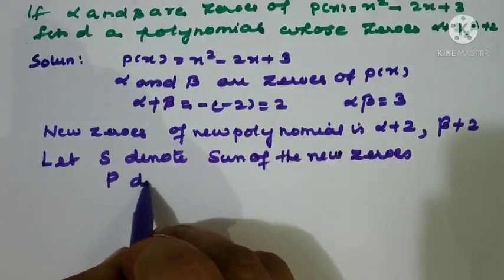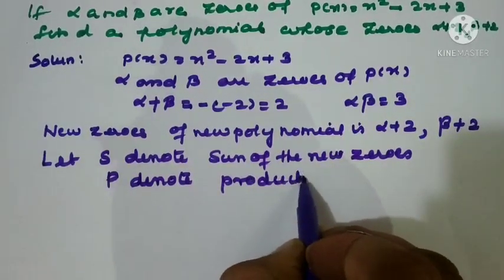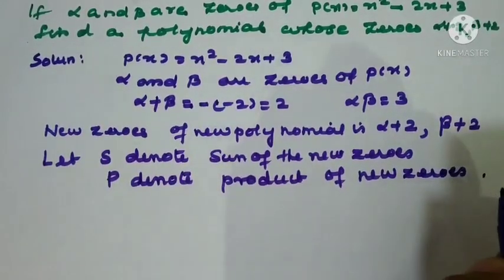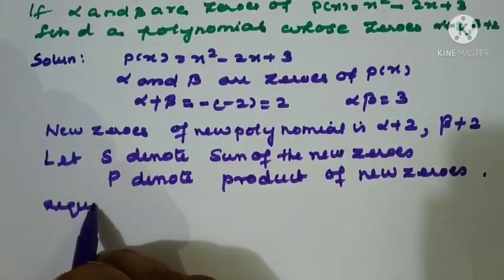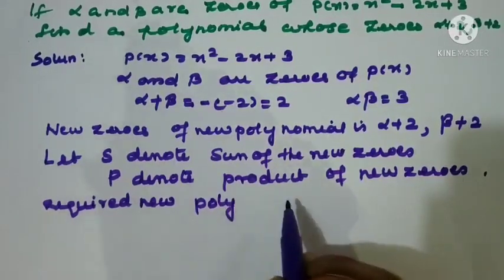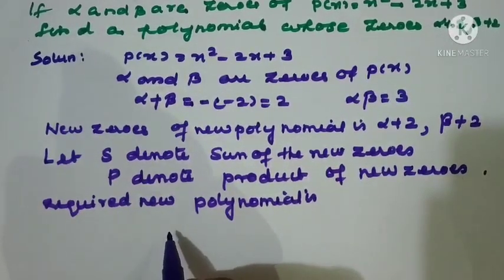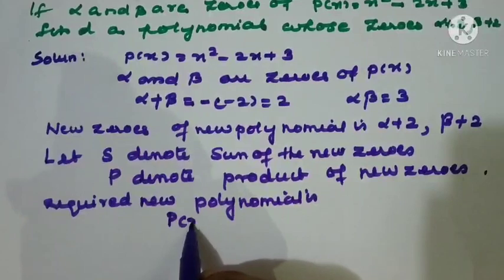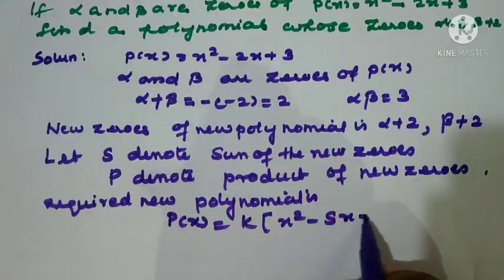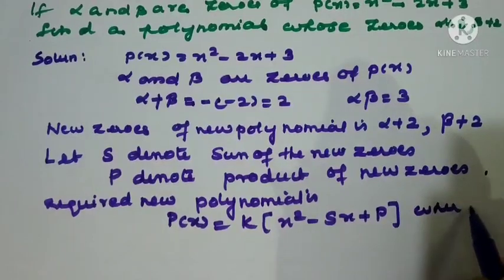P denote the product of new zeros, then the required polynomial p of x equal to k into x square minus sx plus p. S denote sum, p denote product, where k is a constant.